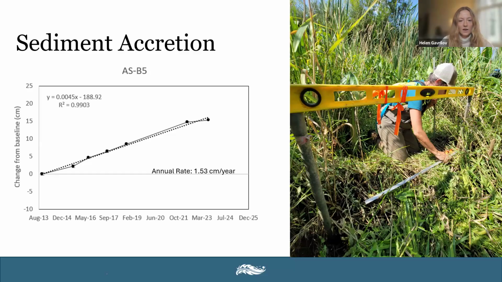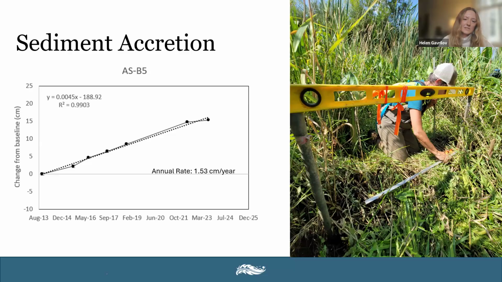So here's an example of a plot from one of our transects at Candle in the Grays River watershed. And here you can see the timeline on the x-axis, and on the y-axis, you see the change in the distance from the level to the ground since the time of initial restoration. So from this, we can calculate the annual rate of accretion. And in this case, this transect measured an annual accretion rate of about 1.5 centimeters a year over 10 years.